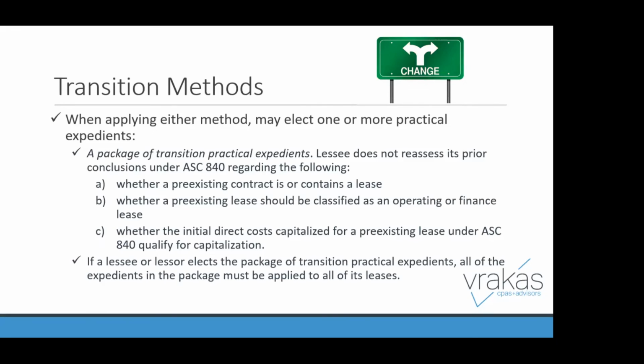Whichever method you decide to use, method A or method B, you can also elect a practical expedient. So this is cleverly named a package of transition practical expedients. If you adopt this package of practical expedients, you have to adopt every single one. You can't pick and choose. But essentially, we think that most clients will choose to utilize these practical expedients because it should ease your adoption of the standard a little bit.